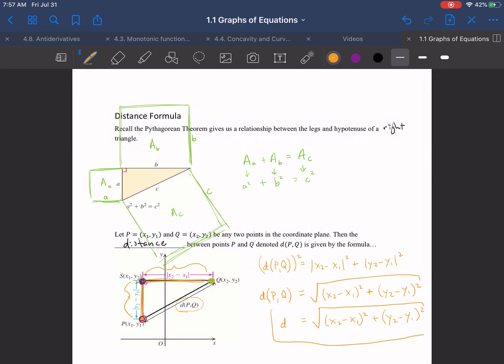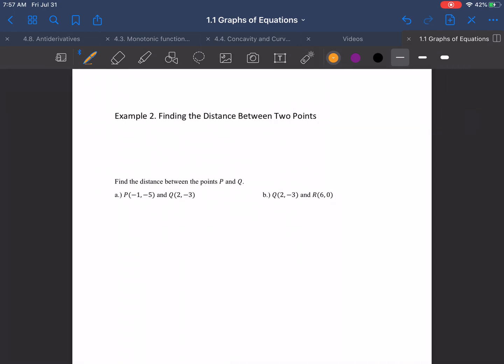And that's it right there. There's our distance formula. It's essentially just the Pythagorean theorem. So as long as you can remember that's what it is, you should be able to do it. All right, let's take a look at an example here, finding the distance between 2 points.